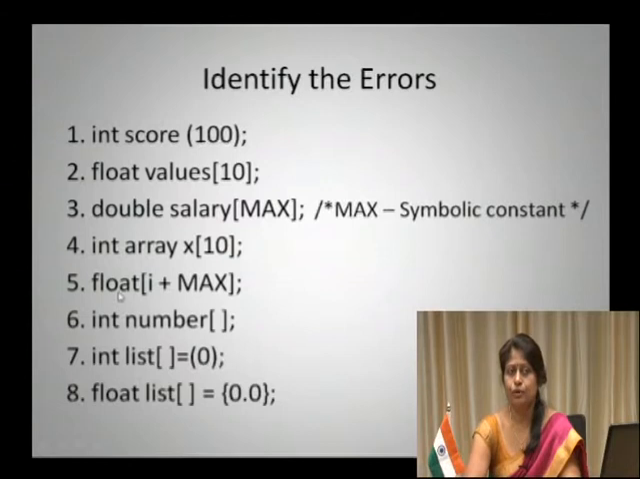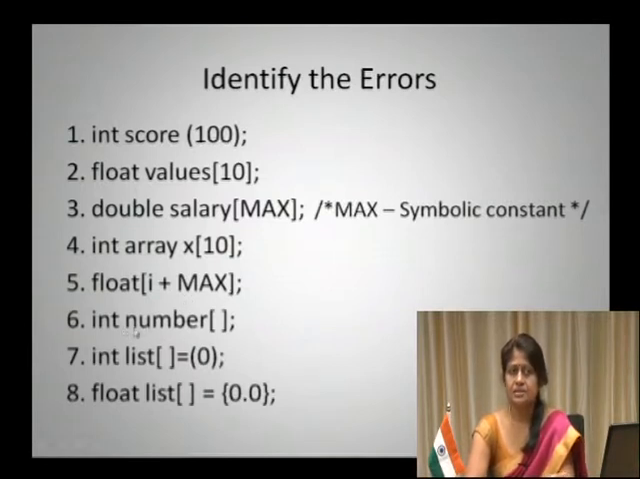Next, you have float I plus max. Is this correct? We do not have an array name over here. Float is a data type. Following the data type, we should have an array name, which is missing over here. The size of the array, suppose I plus max, is an expression. This of course could be correct provided both I and max have some values, but since we are missing the array name, this declaration is also wrong.